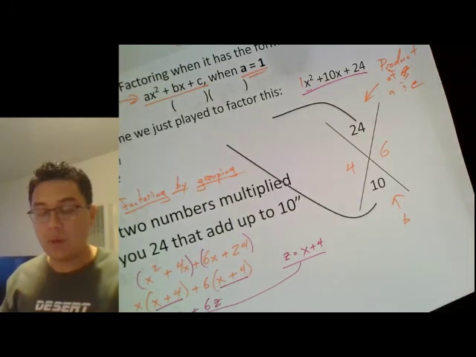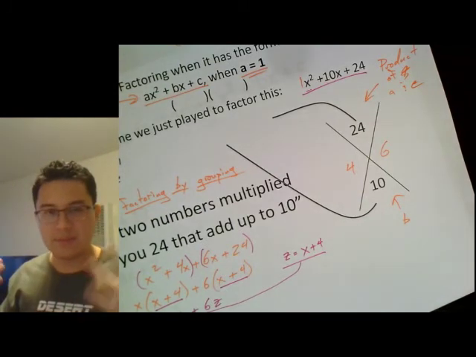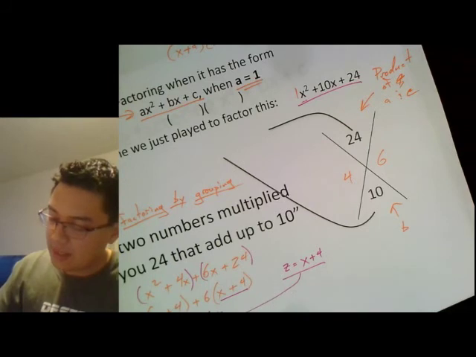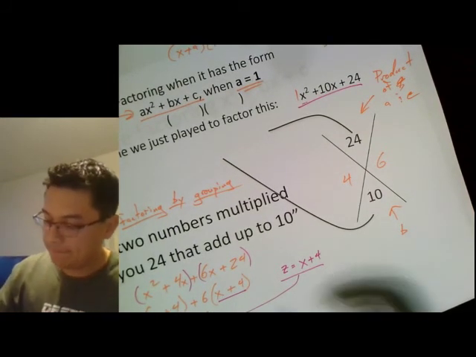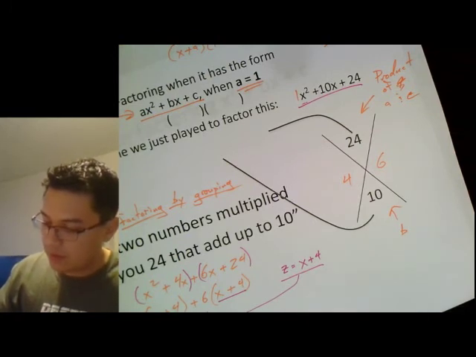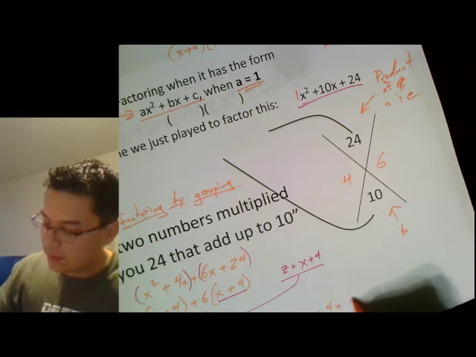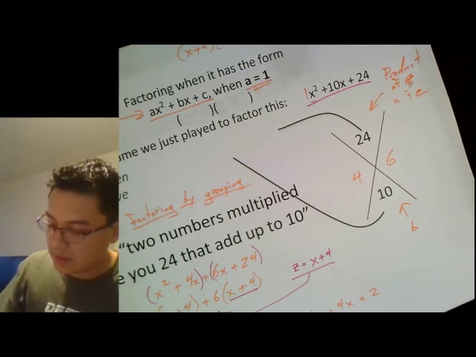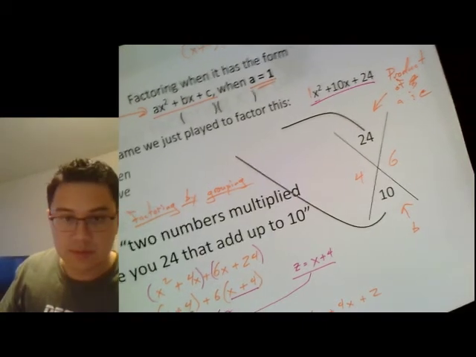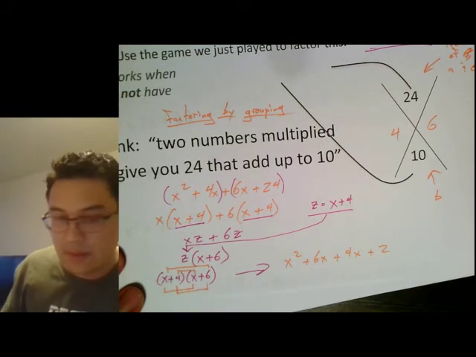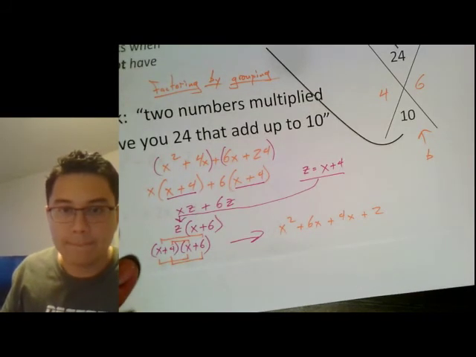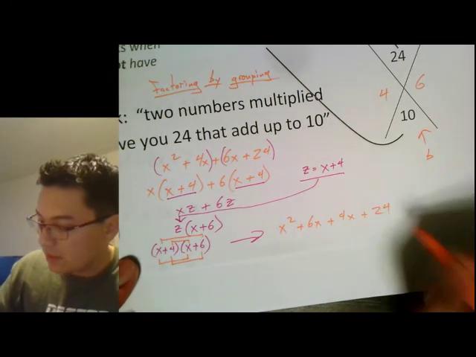If we FOIL this thing back out, this is where all of this magic comes from. We will end up with x squared plus 6x plus 4x plus 24. So x times x gives us x squared. X times 6 gives us the 6x. 4 times x gives us 4x. You can't see anything that I'm writing. And then 4 times 6 gives us 24. So that leads us to this expansion.